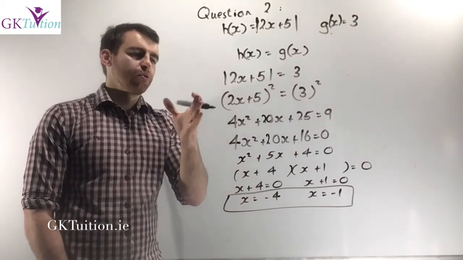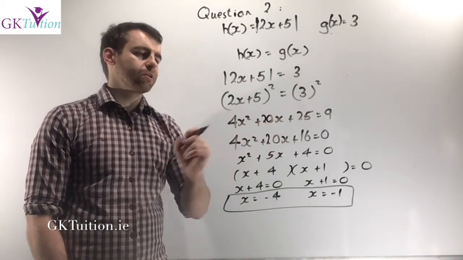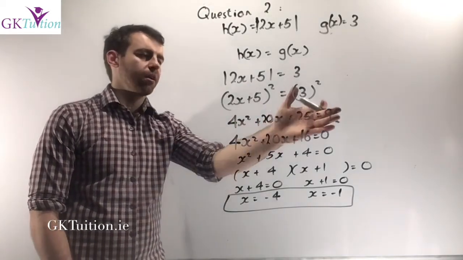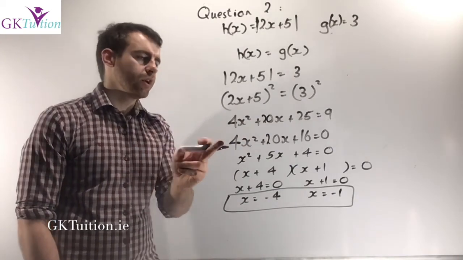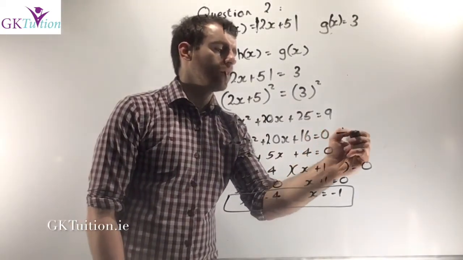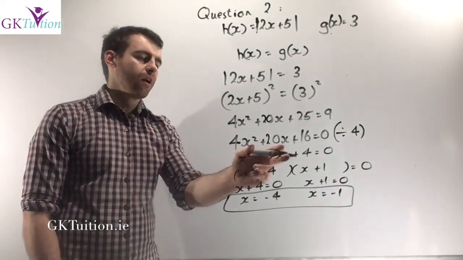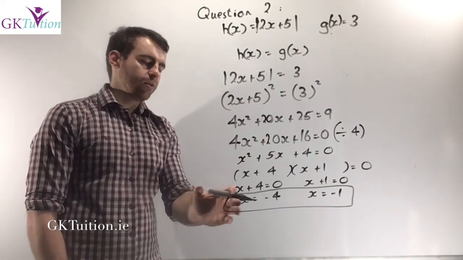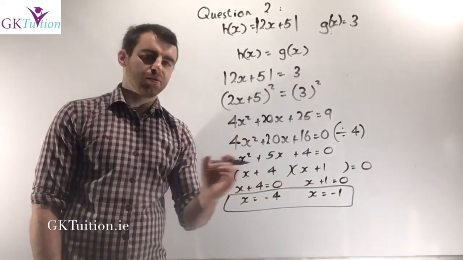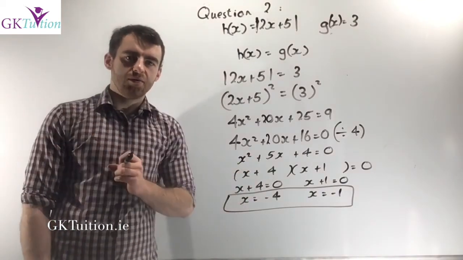But I've opted to square both sides. When I square the left, I get 4x squared plus 20x plus 25, and when I square the right, I get 9. So I subtracted 9 from both sides and got myself a quadratic equation. At this stage, I realised that I can divide everything by 4 to make my life a bit easier. And I got x squared plus 5x plus 4 equals 0. If you factorise and solve your quadratic, you get x equals minus 4 and you get x equals minus 1. So that's verifying algebraically what our graph has already told us.